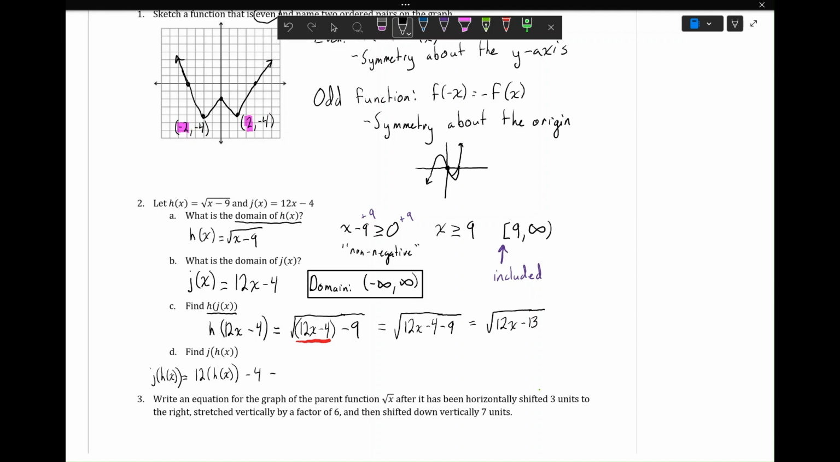Well, h of x is the square root of x minus 9. And now we need to see if we can simplify. You may be tempted to try to bring the minus 4 into the square root or to multiply across the 12. Unfortunately, we can't do that because multiplication does not distribute over a square root symbol. This is, in fact, the best we can do here.